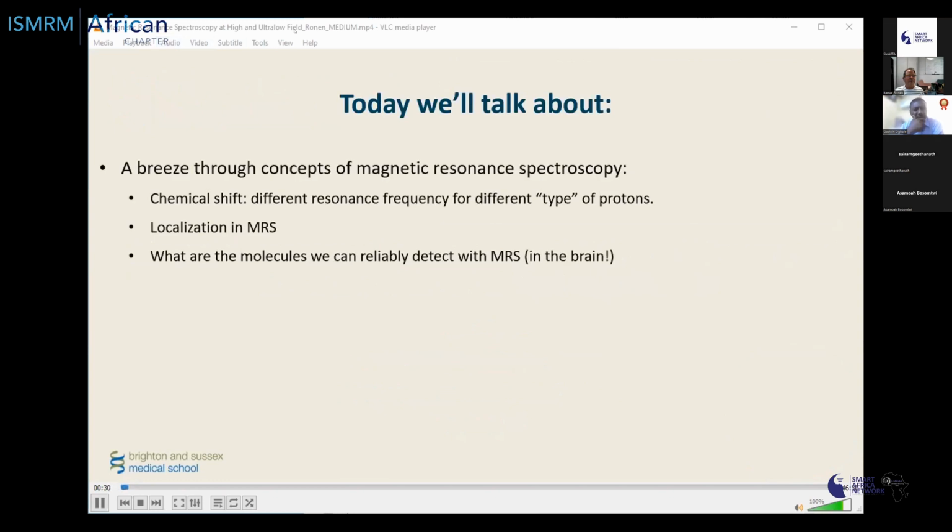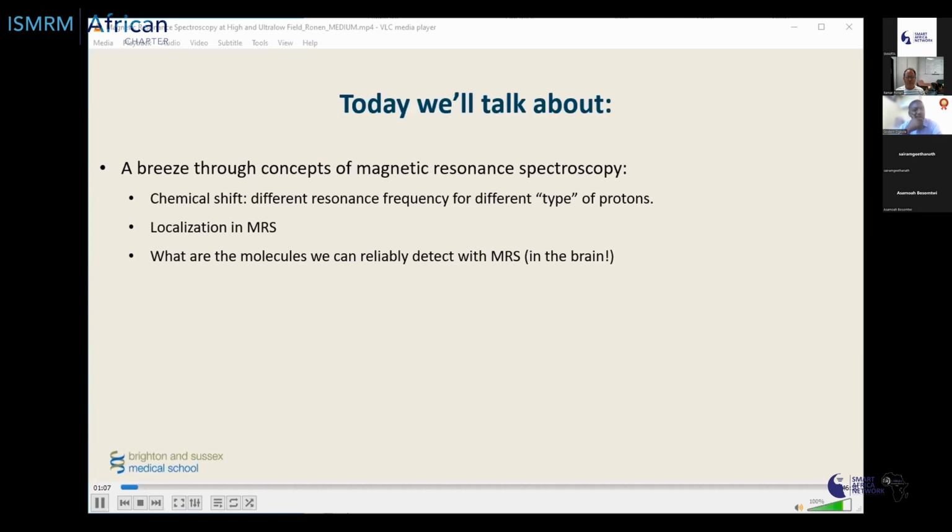So the first thing I want to do with you is to go very quickly through some concepts of magnetic resonance spectroscopy. We will establish some terminology. We will talk about the chemical shift, which is essentially a term for the different resonance frequency for different types of protons. We will also learn how to localize our signal in magnetic resonance spectroscopy, so how to make sure that it comes from a region that we are interested in. And we will also discuss what are the types of molecules and what are the specific molecules that we can reliably detect with magnetic resonance spectroscopy.